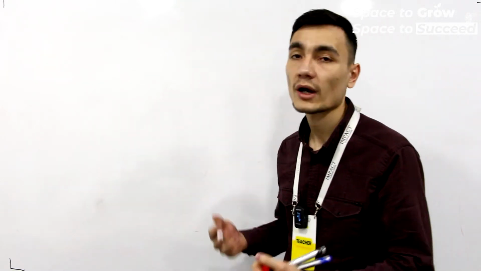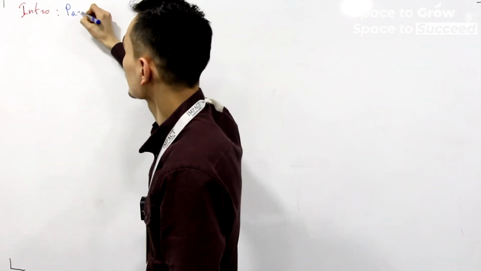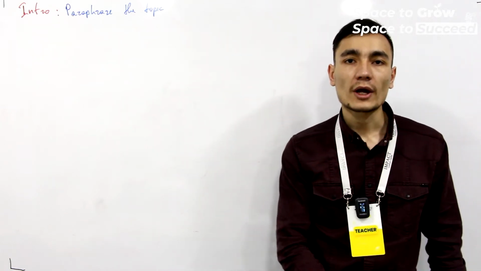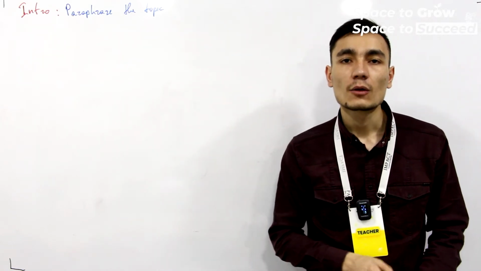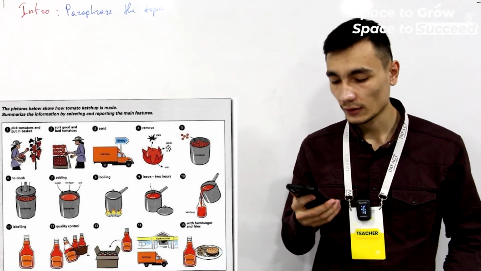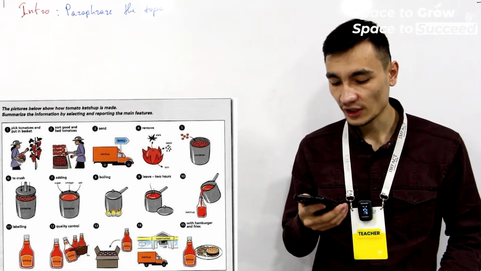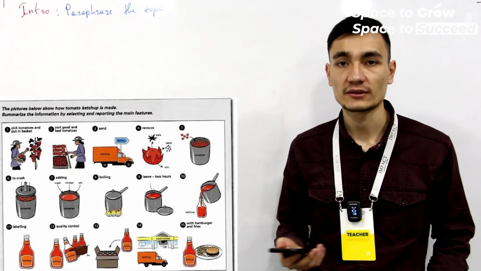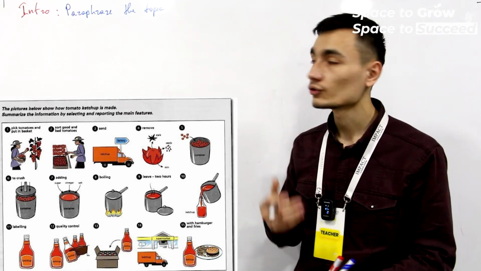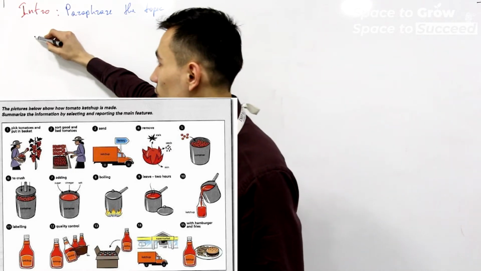And in introduction, as you know, we have to paraphrase the topic. So when we're paraphrasing the topic, now we have to look at our own topic and see what kind of words can we change. And here, as you see, the topic is saying the picture below shows how tomato ketchup is made, and we have to paraphrase it now. And now when we're paraphrasing, we have to use the structures that we learned to introduce the topic itself. So this is the structure for us.